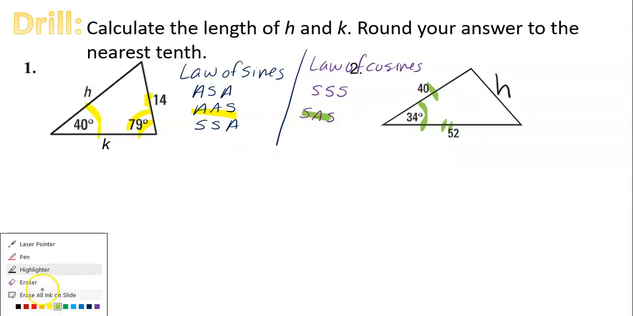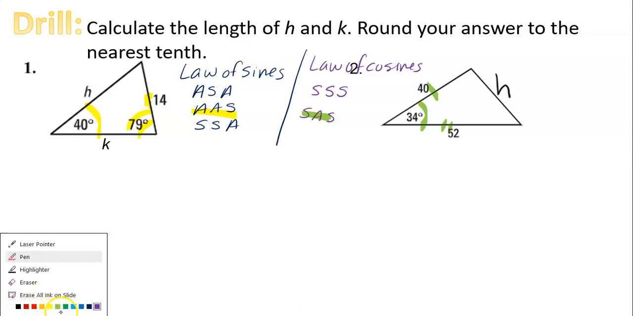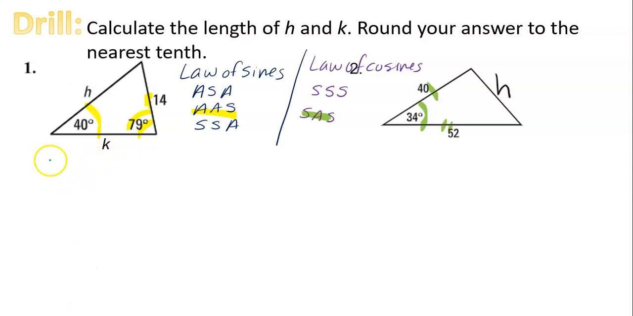And so here we go. Let's go back to our pen and let's write the law of sines. Since this is side H, this is probably capital H. This is side K, so that's capital K. And then this is 14, so let's just call that angle F. We'll let that side be F.